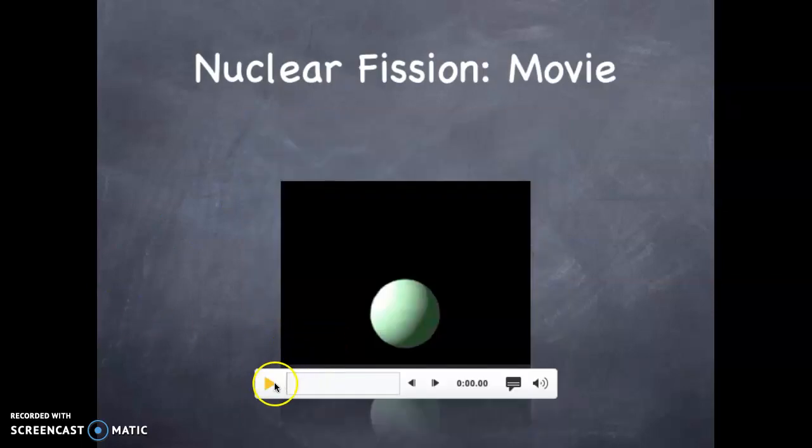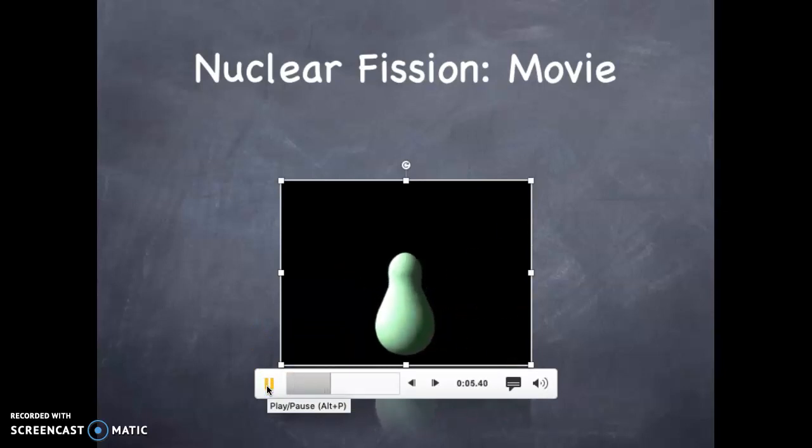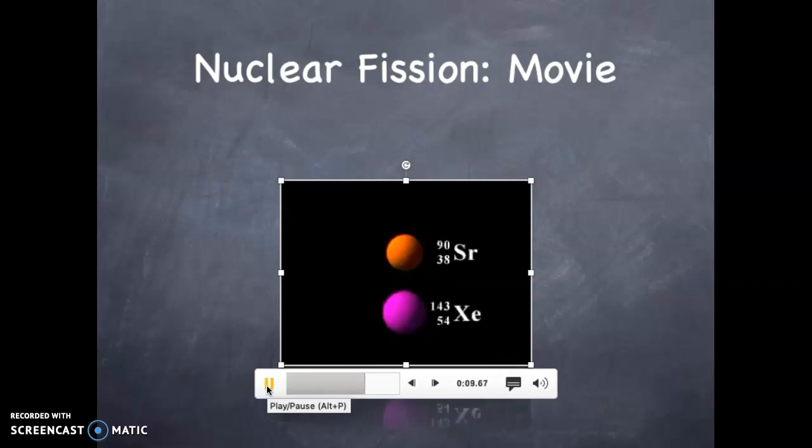Here's an illustration. In the nuclear fission of uranium-235, a neutron collides with a uranium atom, causing it to fission into two smaller nuclei. On the average, 3 neutrons are emitted for every U-235 atom that divides.